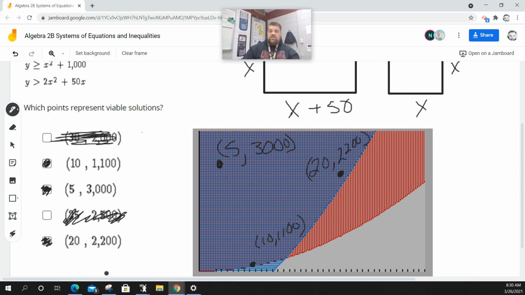And that's it. So what does this mean? That means I can make the side of the square length x equal to 10, and then the area will be 1100. I could do 5, and the area would be 3,000, and that's a viable solution for both. Now these other numbers I could plug in, but they're either right on the boundary, which doesn't qualify, or on one boundary but not the other, which doesn't qualify. It has to be in both shaded regions. And if it's on the line, it has to have the equal sign. If it doesn't have the equal sign, then we can't include it. And that's it for that one.